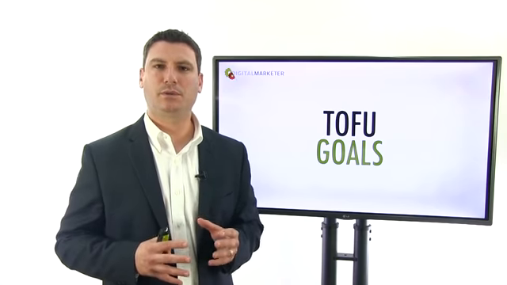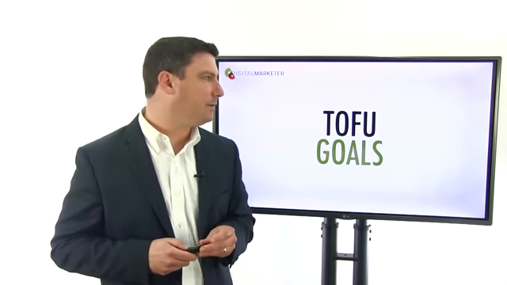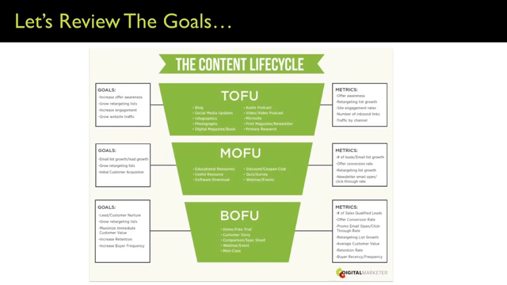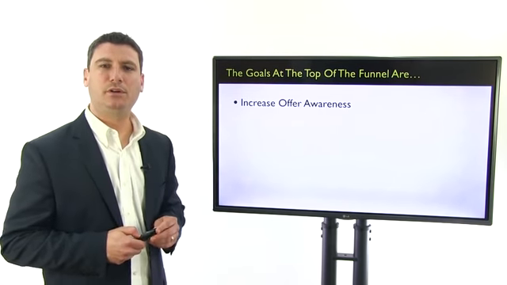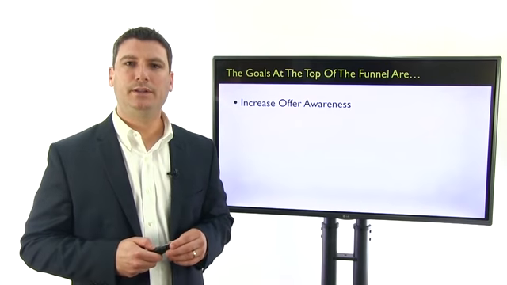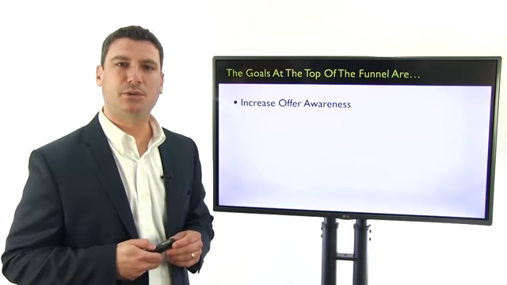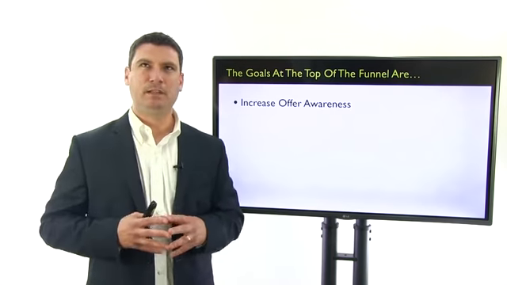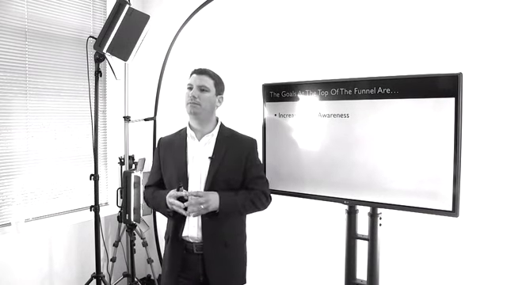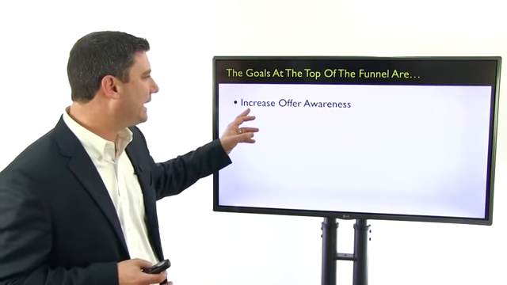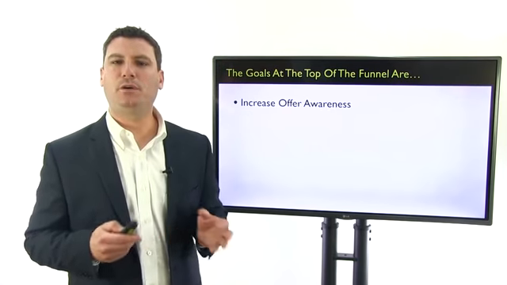So we're going to be going through the different goals that can be met at the top of the funnel. Again, in our trusty content lifecycle graphic, in the upper left-hand corner here, we are going to go through each of the goals, and those goals are increasing offer awareness. If you've ever said, wow, I have this great product or this great service, if I could just get it out there, if people could just know about it, that's an indication that you need top of funnel offer awareness.